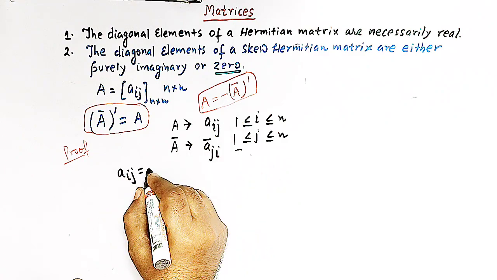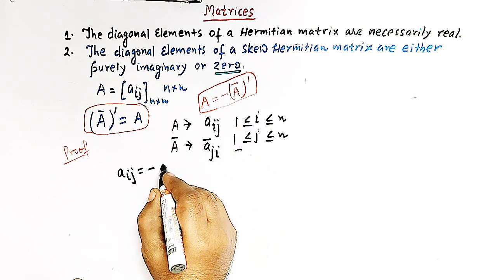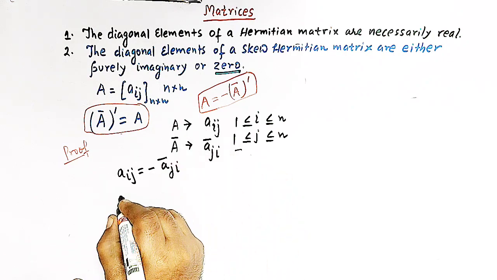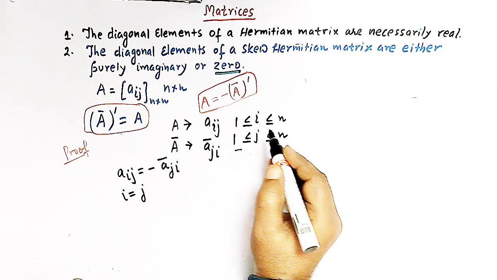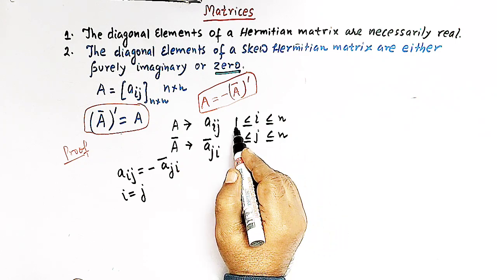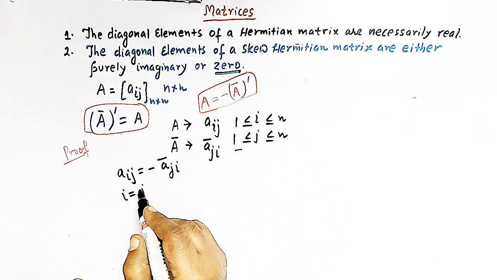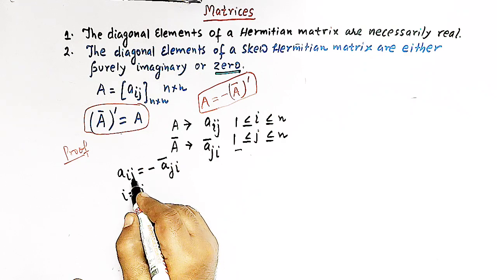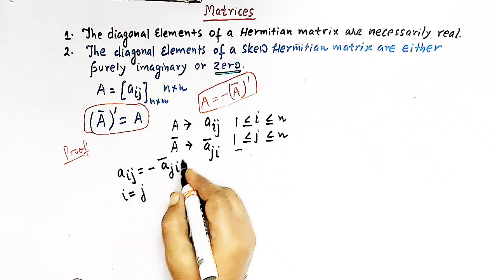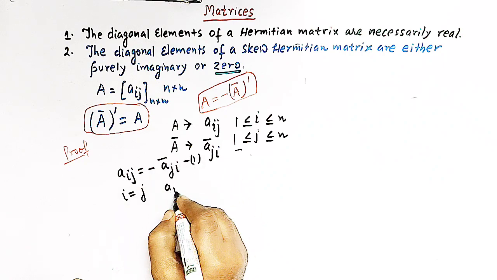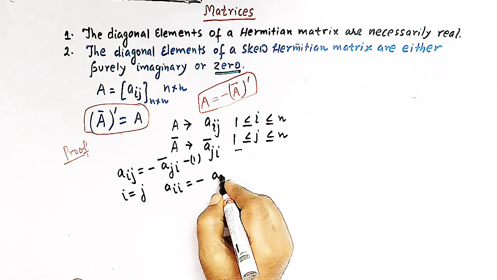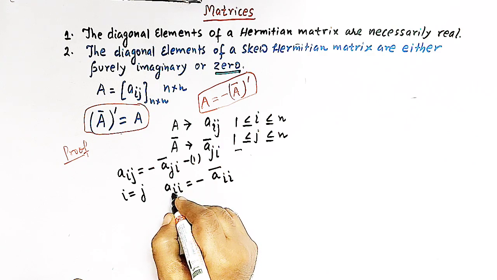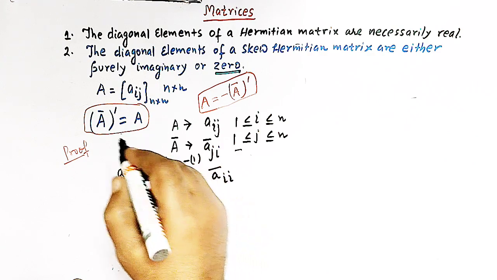aij is equal to negative of a bar ji. And now for diagonal elements i should be equal to j, and obviously i and j run from 1 to n, right? So for diagonal elements we have to take both i and j equal. So taking i is equal to j in this equation, we have aii is equal to negative of a bar ii, right? Okay, now aii denotes the element of the diagonal.